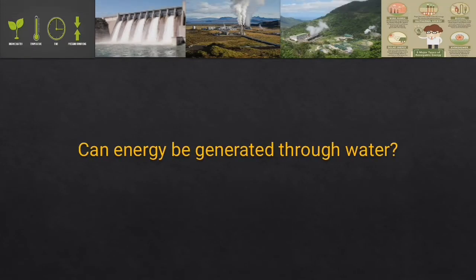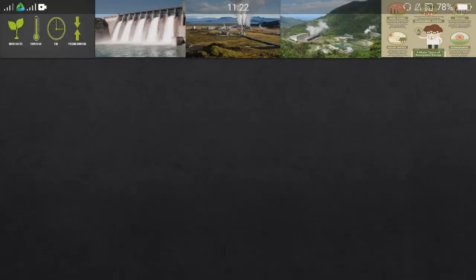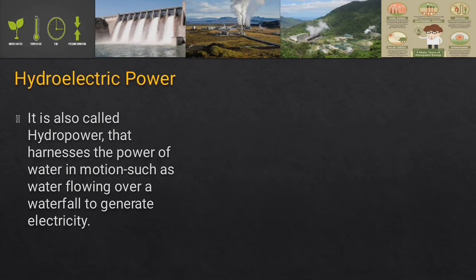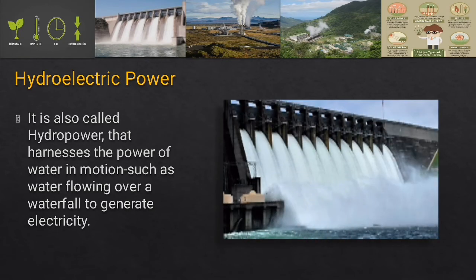Can energy be generated through water? When water flows or falls, energy can be generated. The energy from moving water can be used to create electricity in several different ways. How is energy harnessed from flowing water? Hydroelectric power, also called hydropower, harnesses the power of water in motion, such as water flowing over a waterfall, to generate electricity.